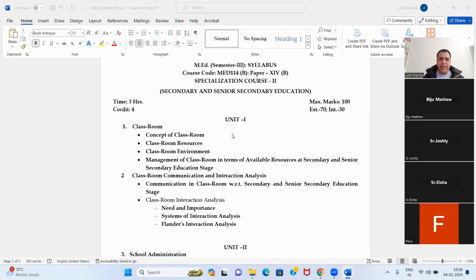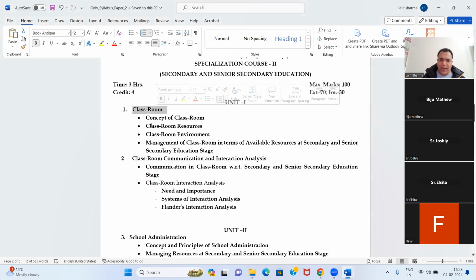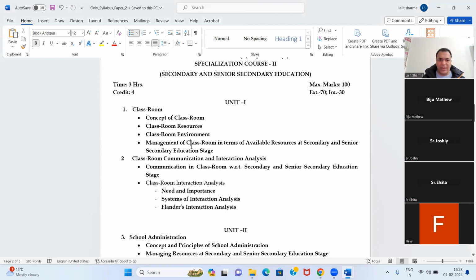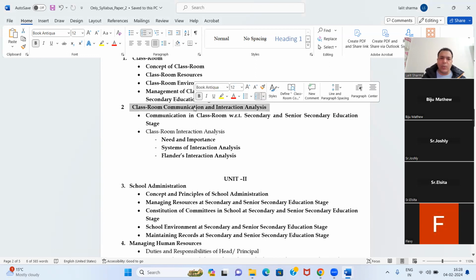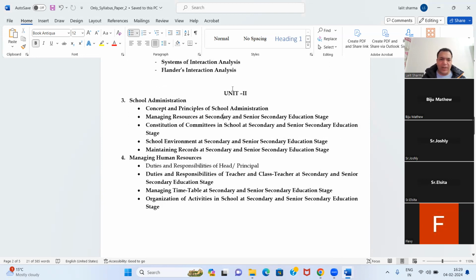The syllabus is, you can see that under unit 1 it is talking about the classroom, regarding classroom resources and environment. Okay, you are aware of it. This is a general paper. Second is classroom communications and interactional analysis, right? So here the Flanders interaction analysis is important. Otherwise other things are very easy. And when we talk about unit 2, under unit 2 is school administration. So guys, it is a very easy paper.